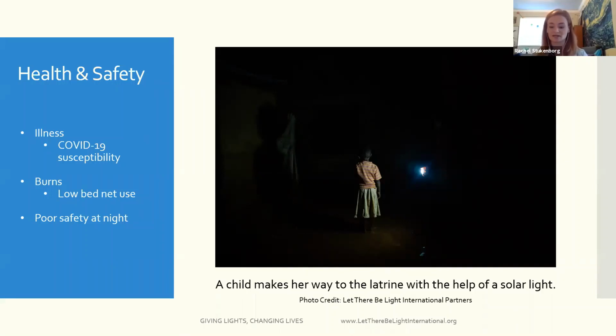And then finally, lighting at night, or lack of lighting at night, also causes poor community safety. As shown in this image on the right, the child's using a donated solar light to make her way to the latrine. And without that solar light, she's not able to look out for hazards in a task as simple as walking to the latrine.